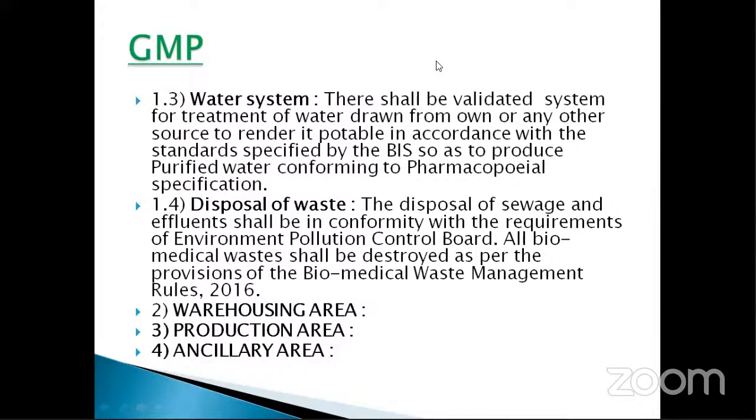Under the general requirements, we are seeing what kind of water system should be there, what kind of buildings shall be provided, what kind of location and surroundings should be there for selecting for erecting a pharmaceutical manufacturing unit, and what provisions you have to maintain as far as disposal of wastes and effluents are concerned. Then warehousing area.